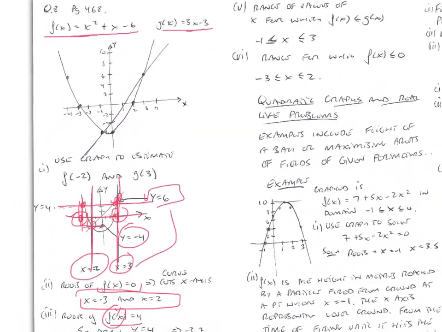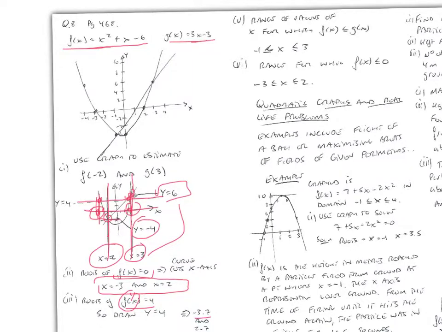Okay, find the range of values of x for which f of x is less than or equal to g of x. So f of x less than or equal to g of x, that's this range of values from here to here, where the curve is below the line. f of x is below g of x, and it's from minus 1 to 3. And the range of values where f of x is less than or equal to 0, that's here to here, the x values. So it's from minus 3, sorry, to 2.